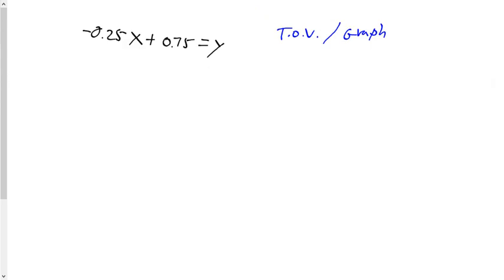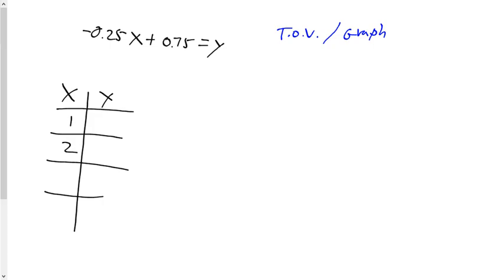Question 6, trying to go as quickly as possible. Table of values, boom, boom, boom, boom, boom, boom, boom.